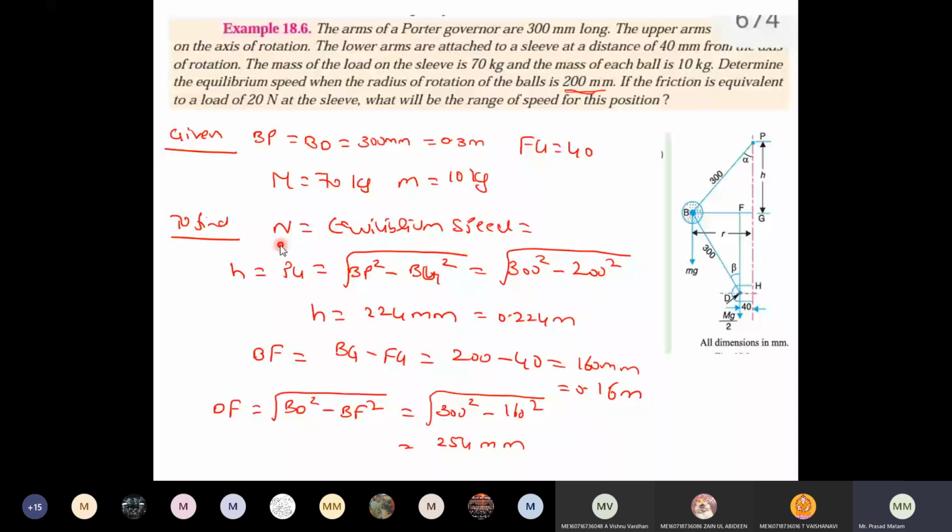H is the height of the governor. This is how we find it, which is the root of BP square minus BG square, that is equal to 300 square minus 200 square. BG is 200, the radius of rotation is 200 mm. So the height of the governor we are getting as 0.224 meter.